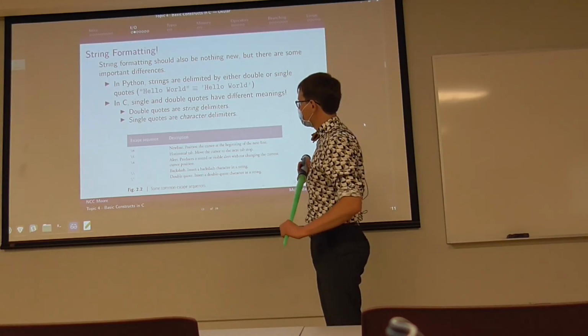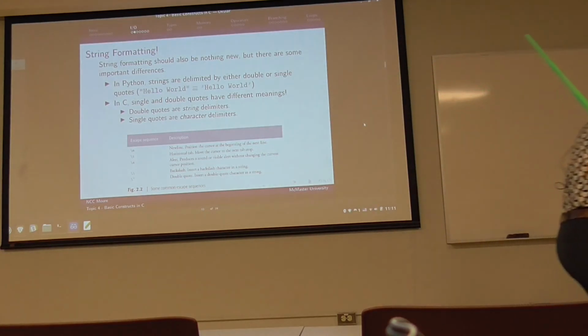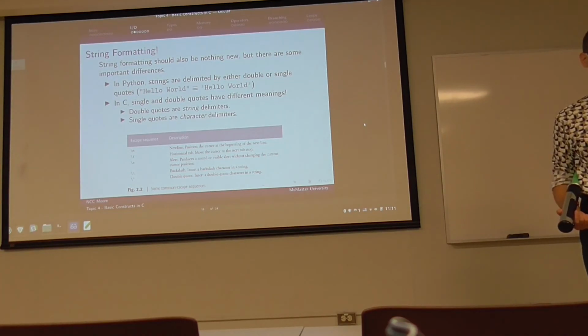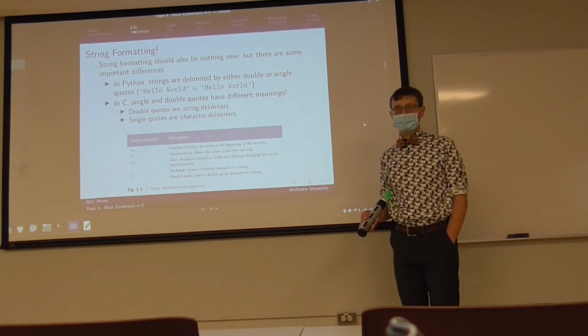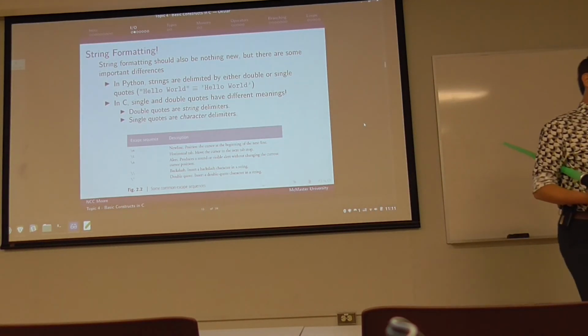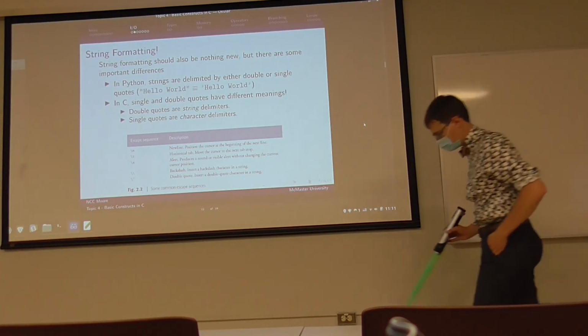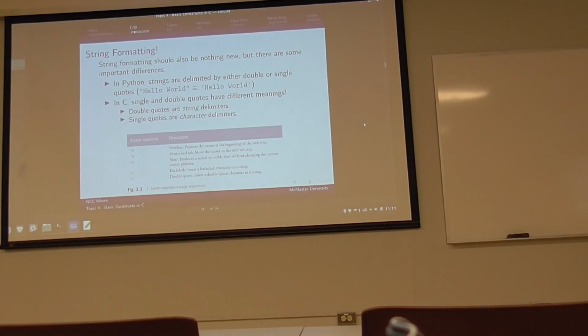In C, single and double quotes have different meanings. Double quotes are strings, single quotes are characters. One character. There is a big difference between characters and strings. Strings are data structures containing characters. Characters are the individual things that the data structure contains. It's like how if you had an array of integers, you do not confuse an array of integers with an integer, right? That's the same distinction.